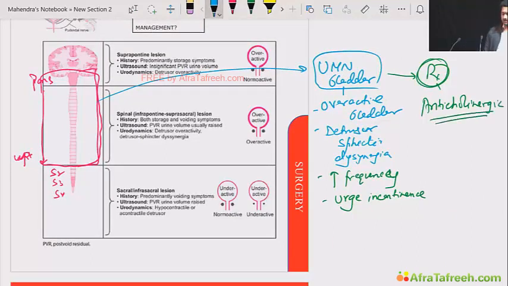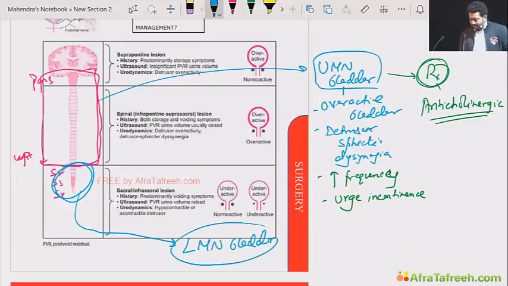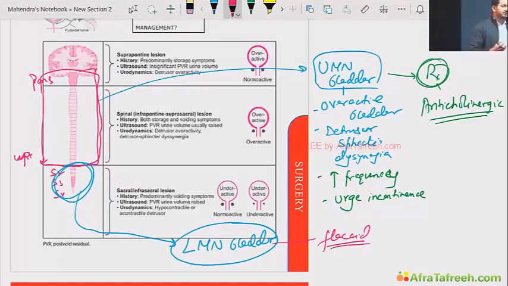If the injury occurs in the sacral spinal cord, this part, then that is known as lower motor neuron bladder. Means the bladder will be flaccid. There will not be any contractions. The patient will not know when the bladder fills. The patient will not know that even if he wants to micturate, he cannot micturate because the neural system is gone. So in these cases, the patient can have overflow incontinence.